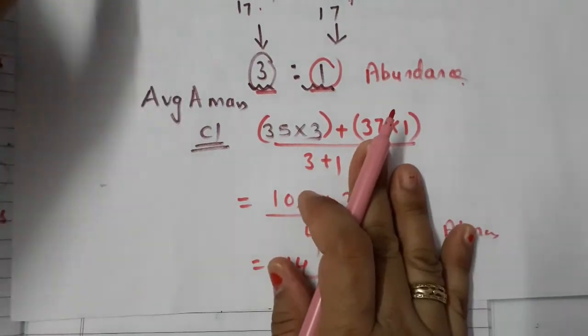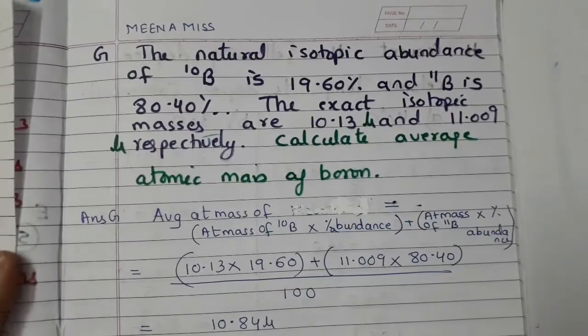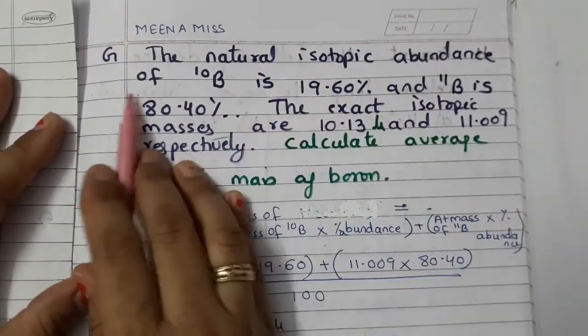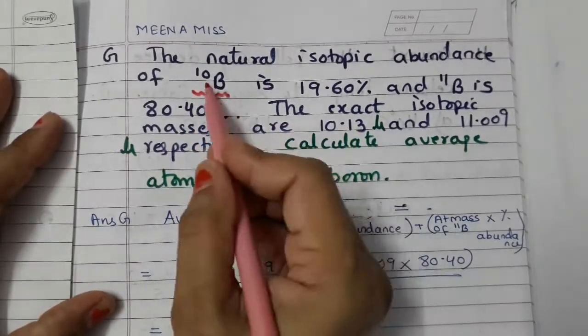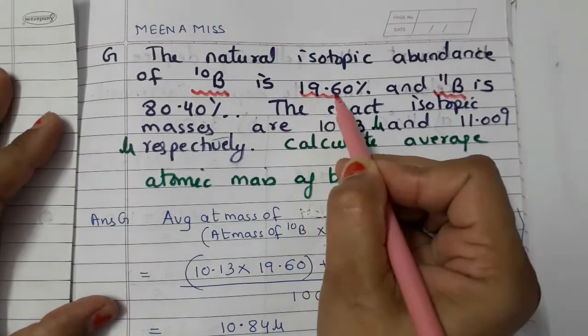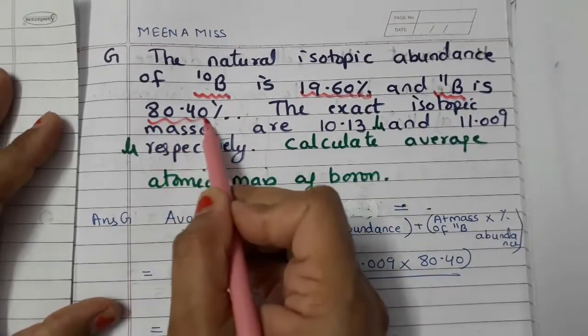Based on this concept, we are having our next numerical as shown here. Now, the natural isotopic abundance of 10 boron. Please, I am highlighting this. 10 boron is there, 11 boron is there. This is the ratio of abundance. This is the abundance of 10 boron, and this is the abundance of 11 boron.